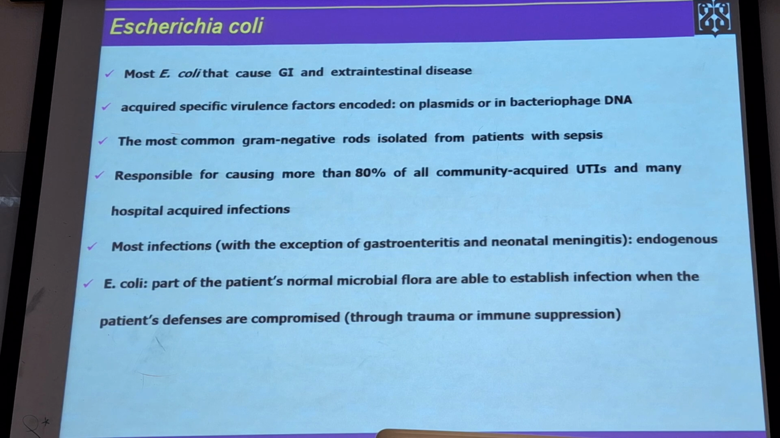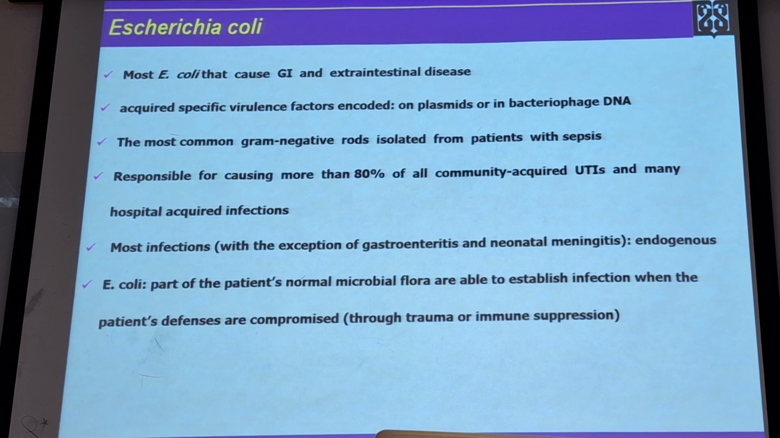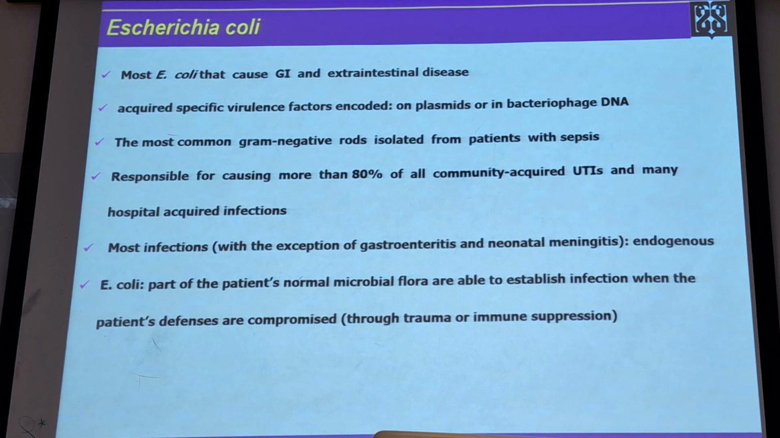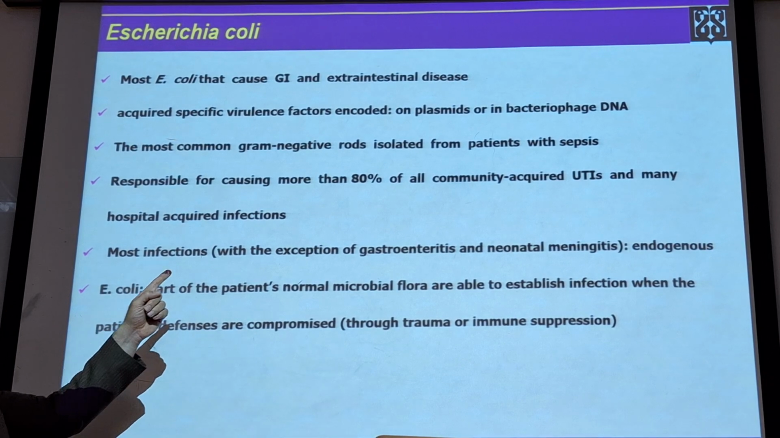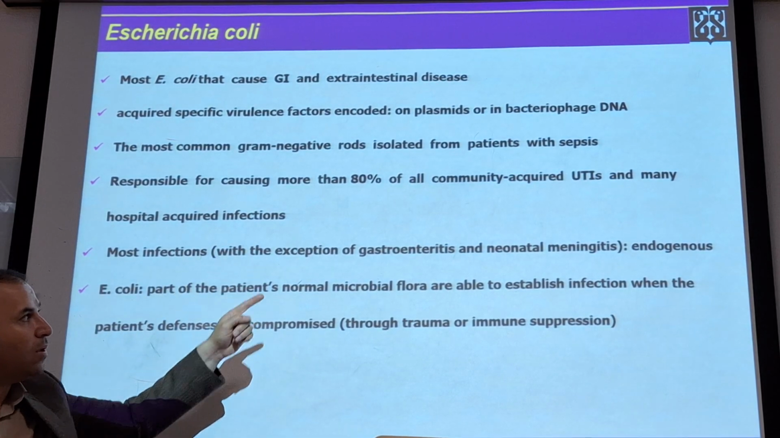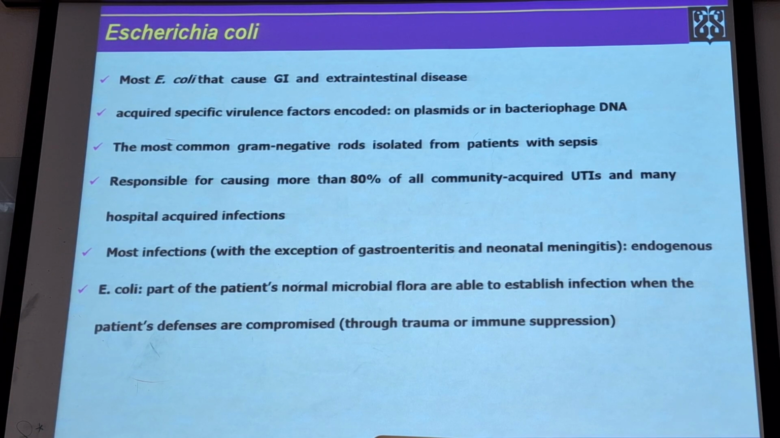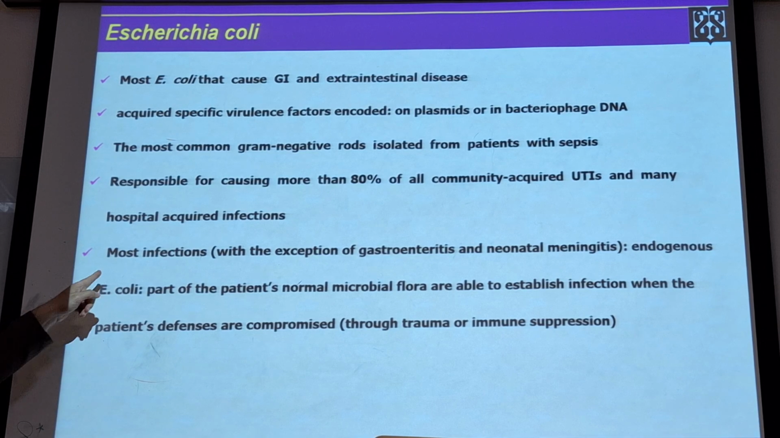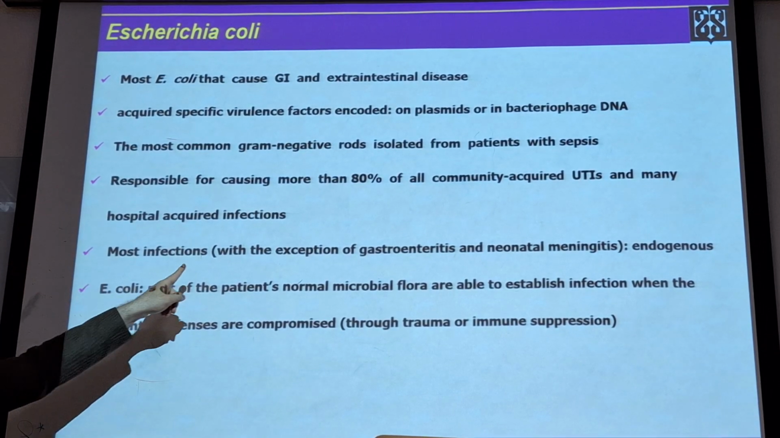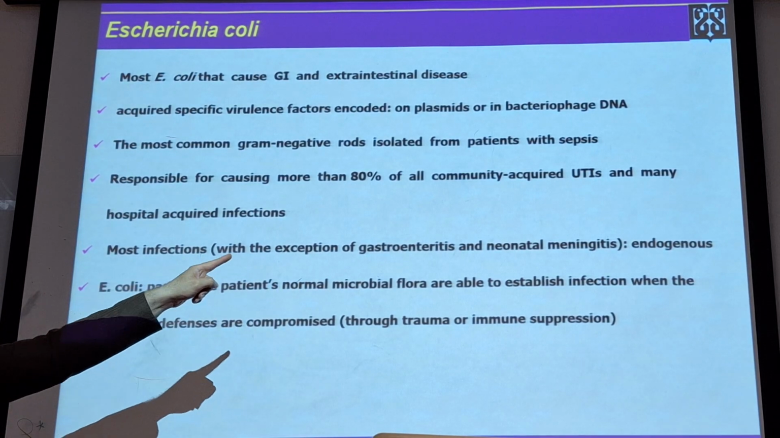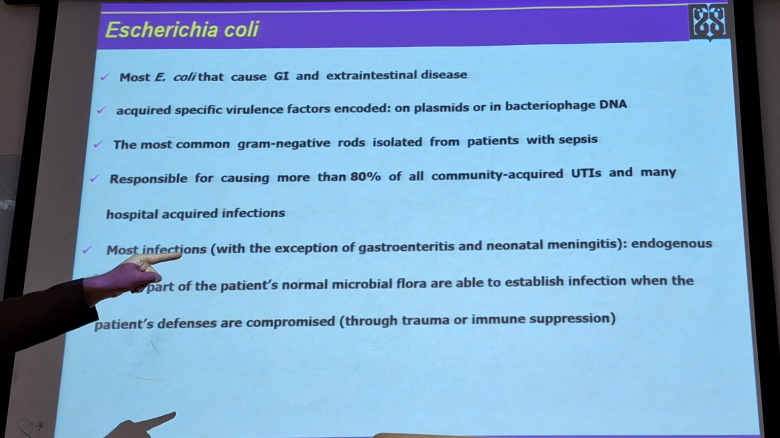Escherichia coli is the most common gram-negative bacillus isolated from patients with sepsis. It is responsible for 80% of all community-acquired UTIs and many hospital-acquired infections. Most infections by E. coli, with the exception of gastroenteritis and neonatal meningitis, are endogenous.